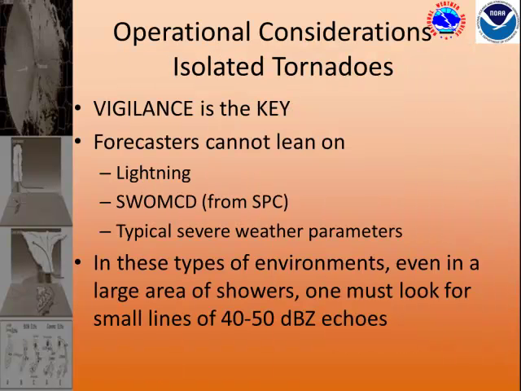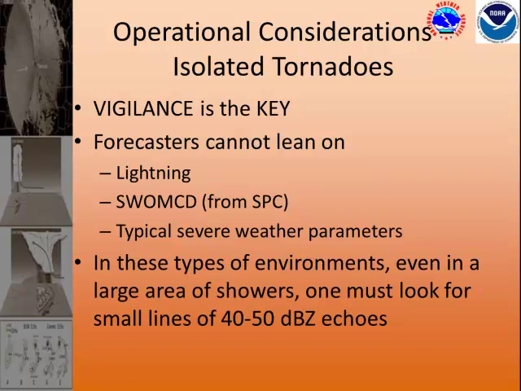So what are the operational considerations when we have these things, especially for isolated tornadoes? For isolated events, vigilance is the key. You have to watch and watch and watch. You just can't look at the 0.5 and assume you're seeing everything you need to see. Forecasters cannot lean on lightning. We had a couple of these events, at least one of them for sure, where no lightning was detected at all. The tornado that went through Mayfield in October a couple years ago had no lightning. So there's nothing for people to even key on to say, oh, it's just raining, it's no big deal.